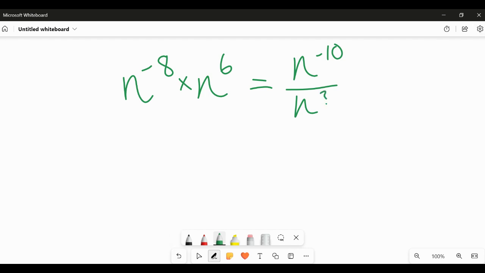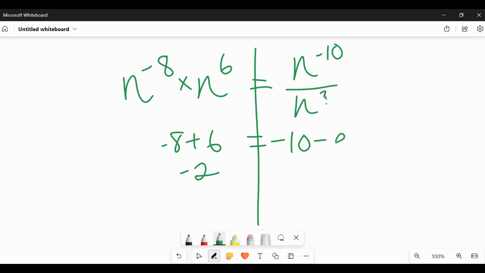Okay. Sometimes it might help to put the line down the equal sign so you separate both sides. So these both have the same base. So we're going to add the exponents, right? Negative 8 plus 6. And that is negative 2. All right? And then over here, we have negative 10, and I'm subtracting. We don't know what that is, right? So negative 10 minus whatever e is, right? Oof, it's going to be a little ugly. It's okay. We can figure this out.